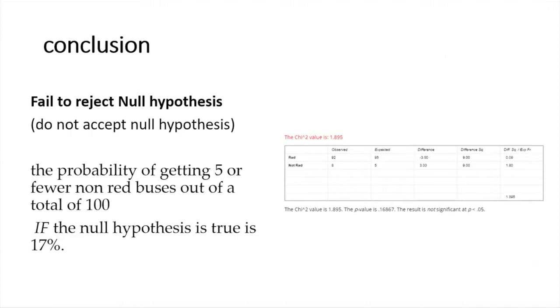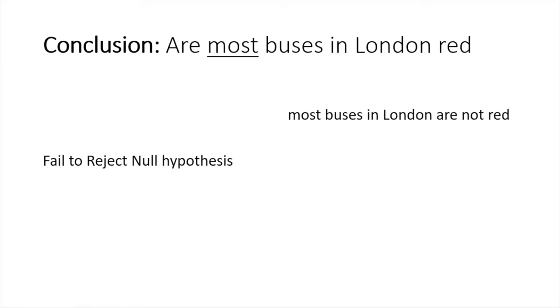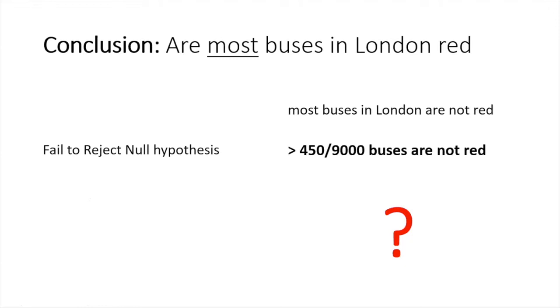The reason we're failing to reject the null hypothesis in this setup is that the probability of getting 5 or fewer non-red buses in our sample of 100 with this test, if the null hypothesis is true, is about 18%, 17%. So that's why we are failing to reject the null hypothesis. Now, if you do that, does that mean that most buses in London are not red? Are we trying to say that more than 450 out of 9,000 buses are not red? Is this what that test means?